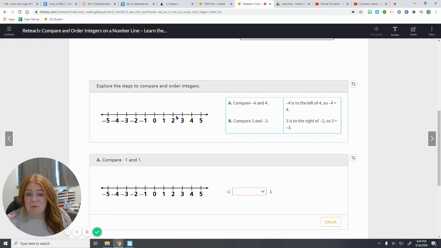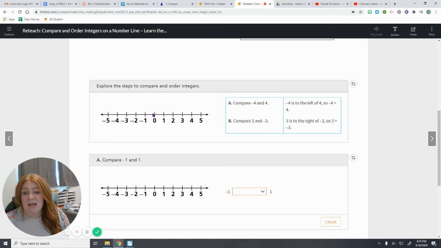So let's look at 3 and -3. -3 is on the left, so it's smaller. 3 is on the right, so it's bigger. And the same thing is true even if they're both negative numbers. If I'm comparing -5 and -2, they're both negatives, so they're under 0. But -2 is farther to the right, so that makes it bigger than -5.